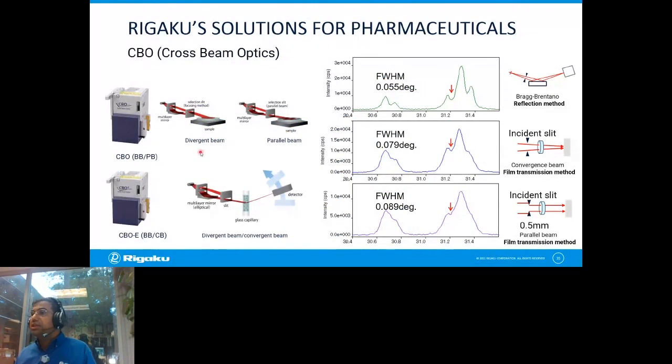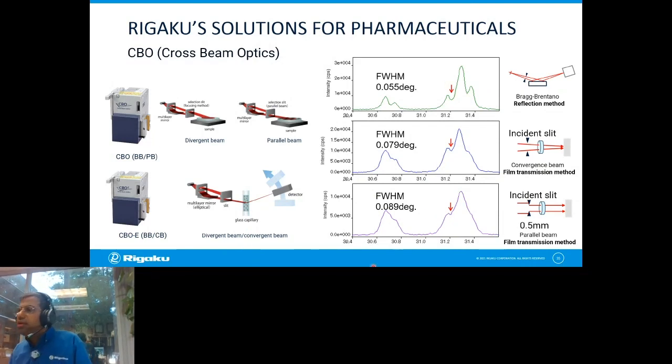So we have divergent and parallel beam. There are situations, as I explained, where you would need, especially for transmission mode, a convergent beam, which is provided with this specially designed cross beam optics, which could convert the beam with just a switch of slit from BB to PB, Bragg-Brentano to parallel beam, or CBO elliptical, BB to convergent beam. Very good for transmission cases, capillary data.